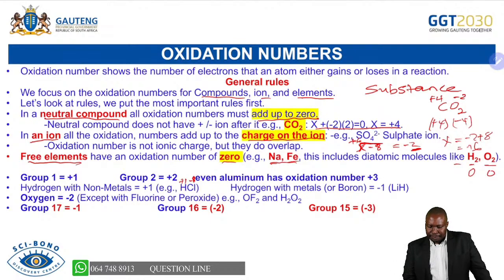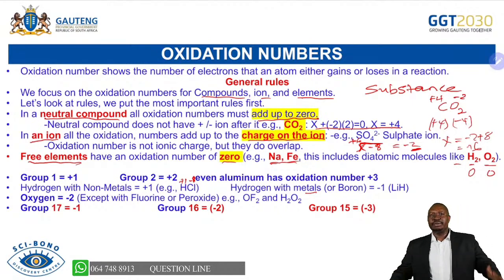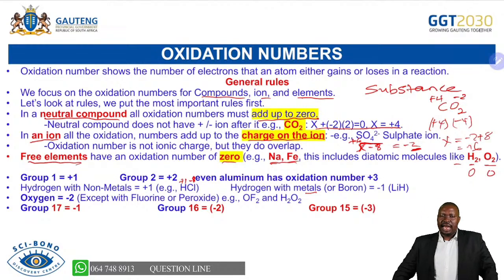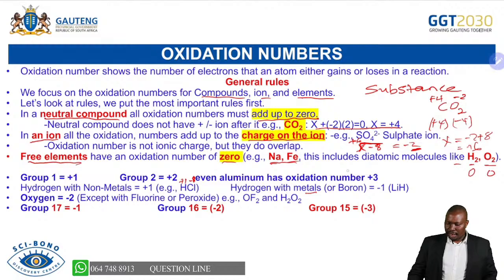But when you have hydrogen with metals like boron, for example, hydrogen can take a -1. But these are exceptions to the rule that hydrogen is +1. Most likely, hydrogen will give you a +1, except if it's going with those metals, which is not likely in most of the questions that we ask you.